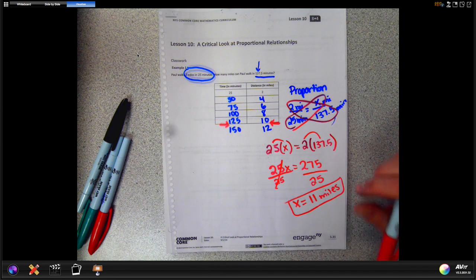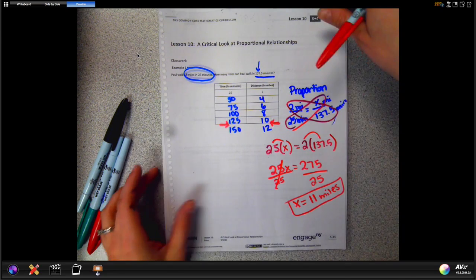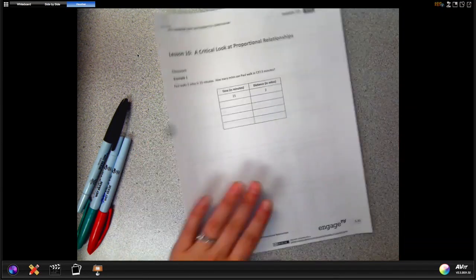Now I'm going to walk you through a more detailed problem of the type of things you might see on a homework assignment or on a test. So let's turn to page 36.